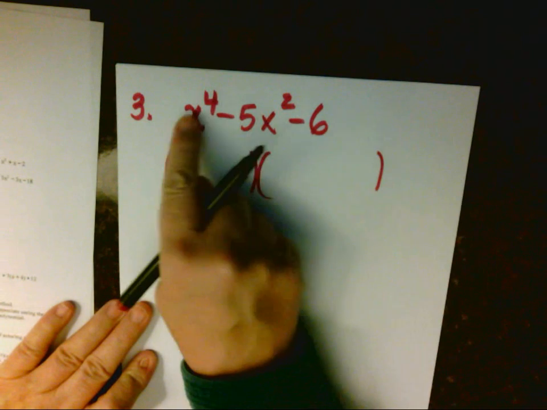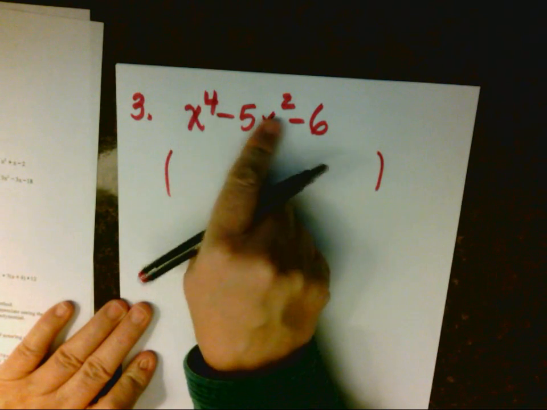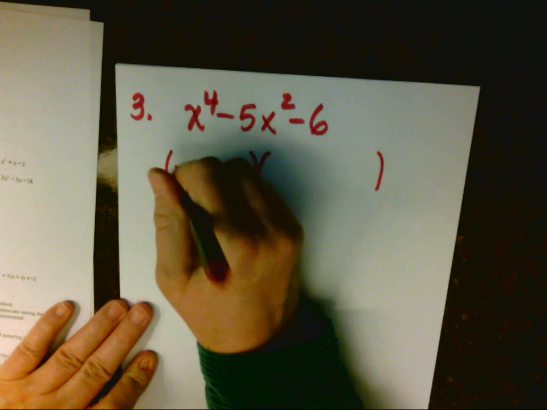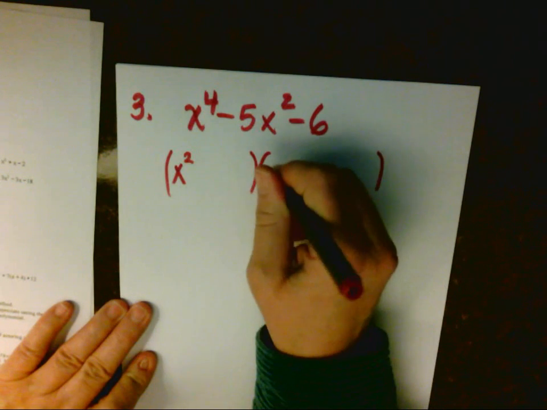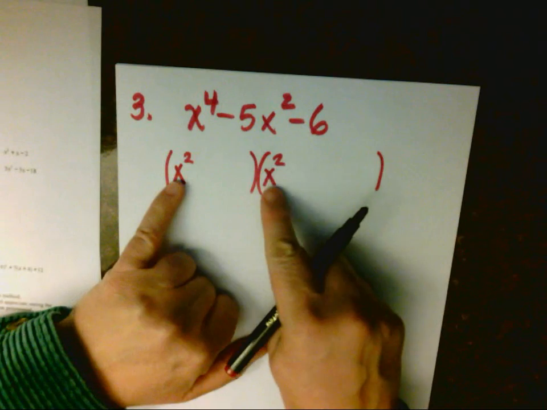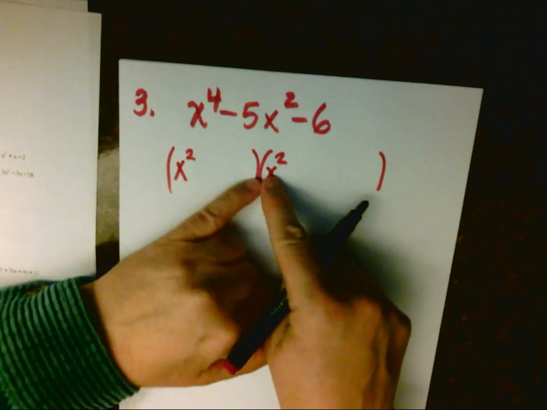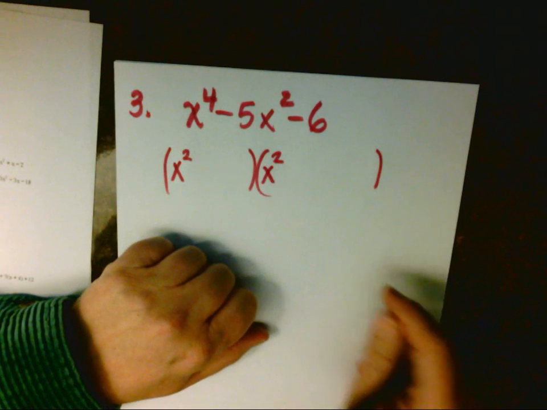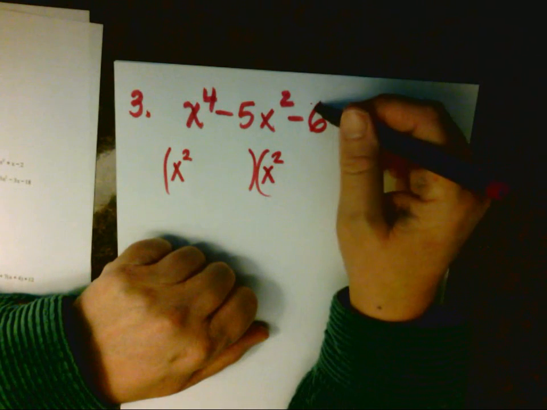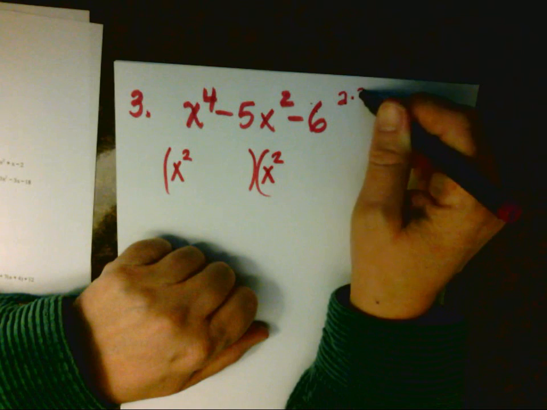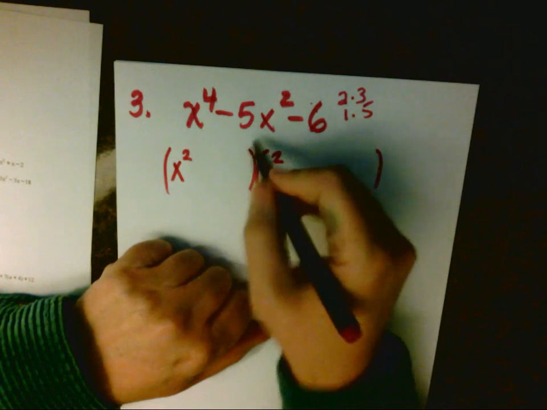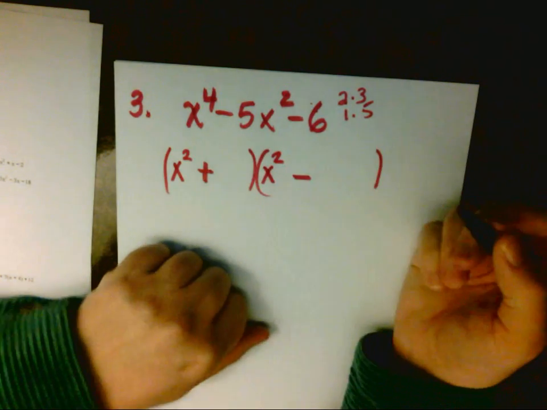Now, to get an x squared in the middle and an x to the 4th here, we need to break this down to an x squared times an x squared. Because x squared times x squared will give us x to the 4th, and then that middle term, when we go doing the outers and the inners, will be an x squared. Okay? Now, to get a 6, we either need a 2 times a 3 or a 1 times a 6. The signs here have to be opposite.